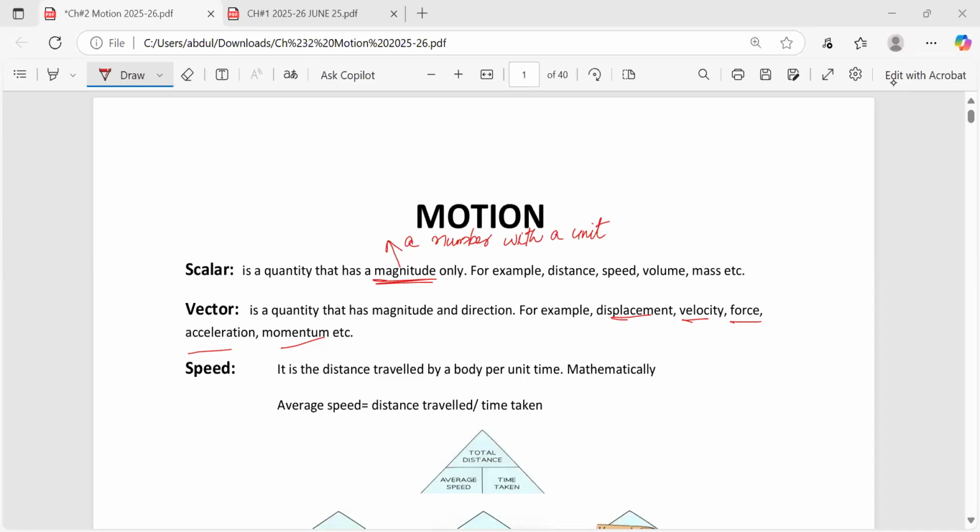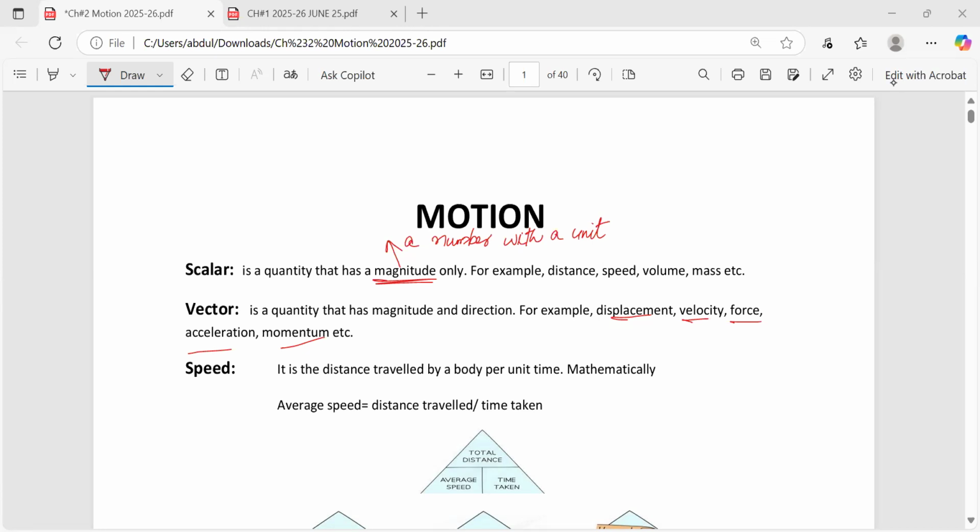So, my dear friends, scalar is a quantity that has magnitude, which is a number with a unit. For example, distance, speed, volume, mass, height of a body, etc. So these are all scalar quantities.